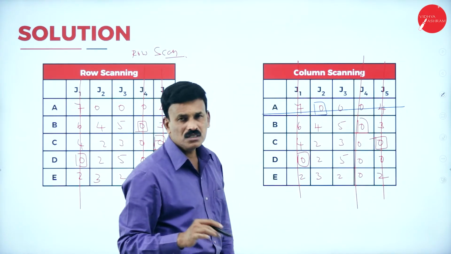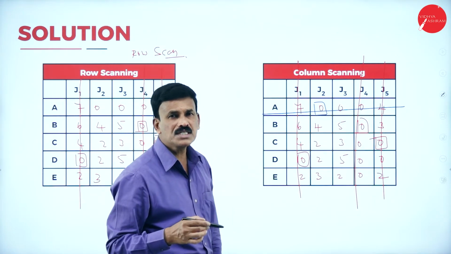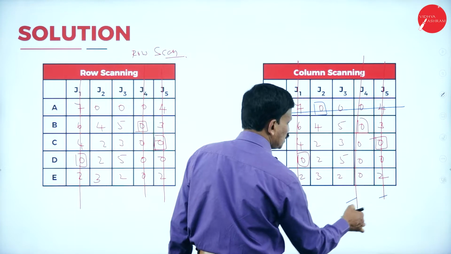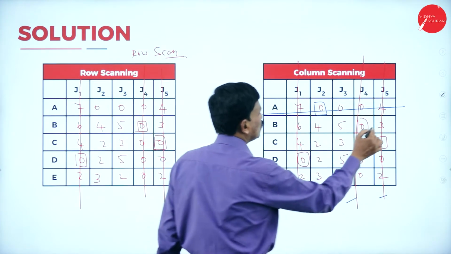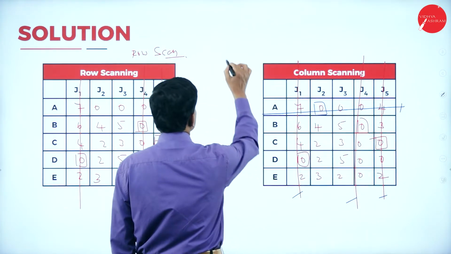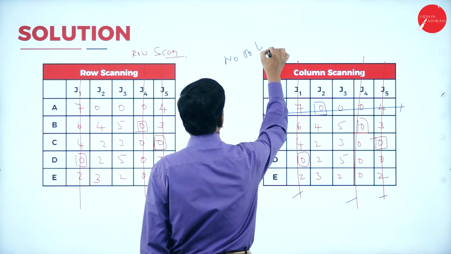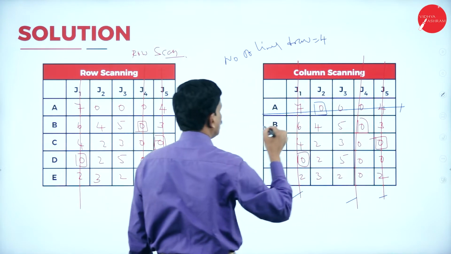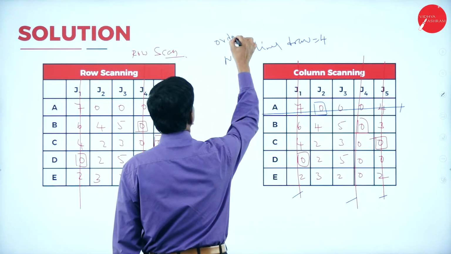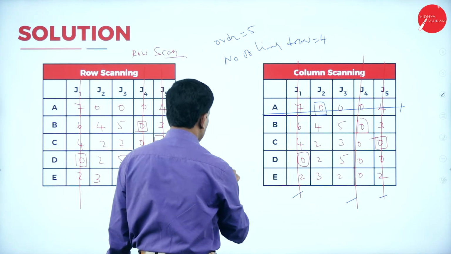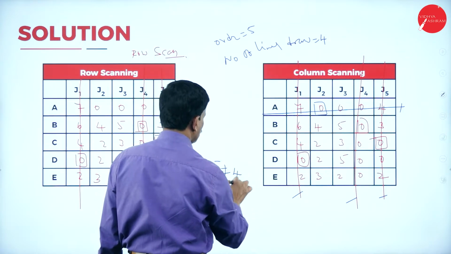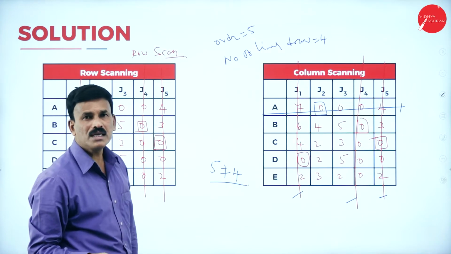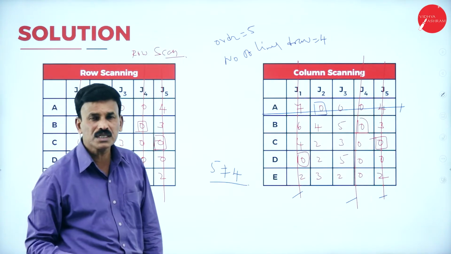Now just identify the number of lines drawn. How many lines we have drawn? This is 1, 2, 3, 3 vertical lines, 1 horizontal line. So the number of lines drawn is equal to 4. But what is the order? Order is equal to 5. So 5 is not equal to 4. Then the optimality is not reached. We have to go for the next step.